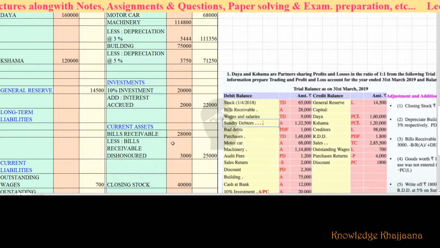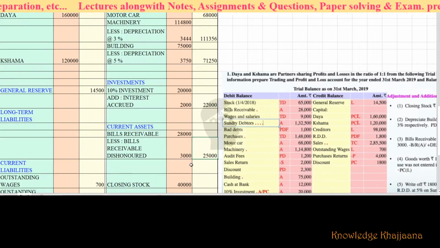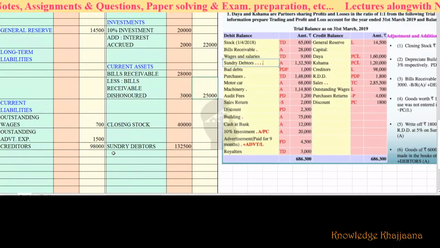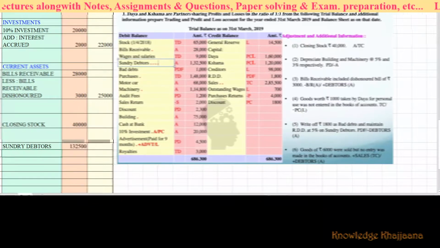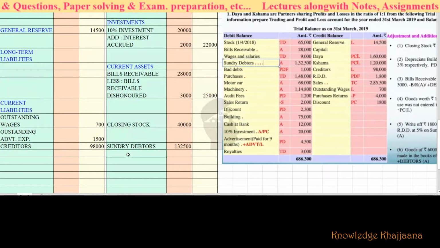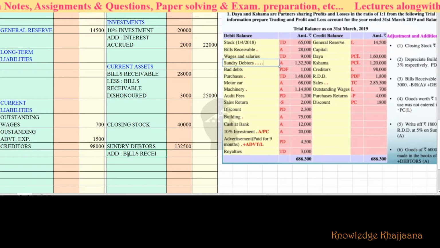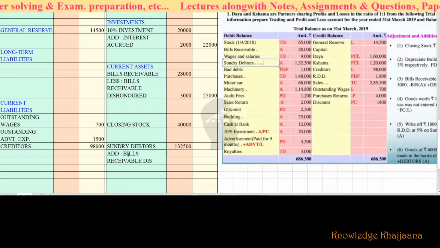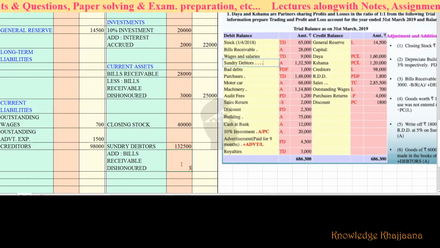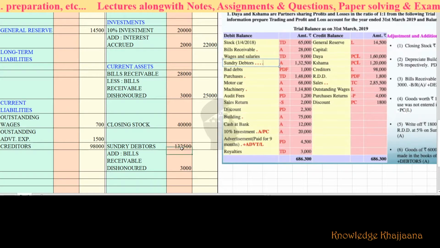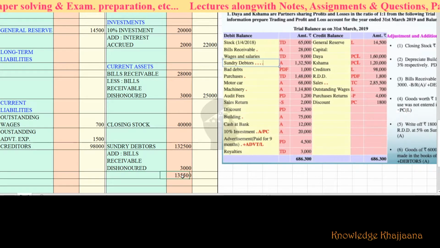So 28,000 minus 3,000 is equal to 25,000, the total amount of bills receivable. Out of the bills receivable, 3,000 are dishonored. So what is the total amount of bills receivable for the date? It is 25,000. And that much of amount of bills dishonored we have to add to the sundry debtors, right? So add bills receivable dishonored. How much? Rupees 3,000. So the total is 1,35,500. Okay, it is again an inner total.